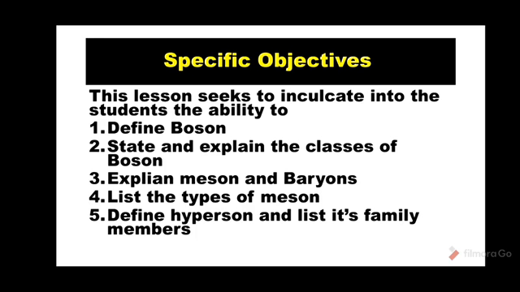as a family. Now, the specific objective we have, we said that this unit seeks to inculcate into the students the ability to define boson, state and explain classes of boson, explain meson and baryon, these mesons and baryon as the two classes of boson. Then we also look at them as two classes of hadron. We're also going to look at listing the types of meson, and we look at hyperon.